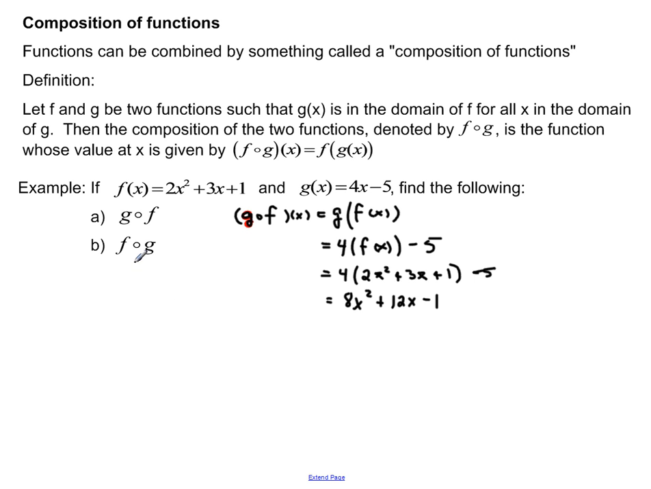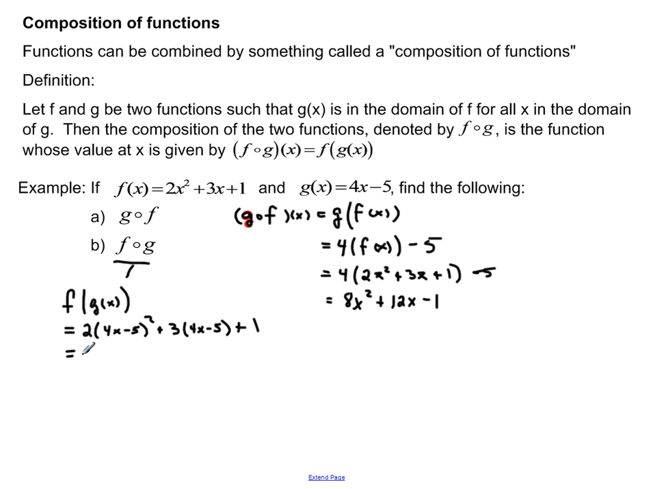How about the other way around? F of g of x. Well, f of g is interpreted to mean f of g of x. So everywhere we see x as an occurrence in the function f of x, we're going to replace it with the function g of x. So we're going to have 2 times the function 4x minus 5, the function g of x, squared, plus 3 times the quantity 4x minus 5, which is our function g of x, plus 1. That's it. That's all we're doing. Replacing x everywhere we see it in the function f of x with the function g of x.